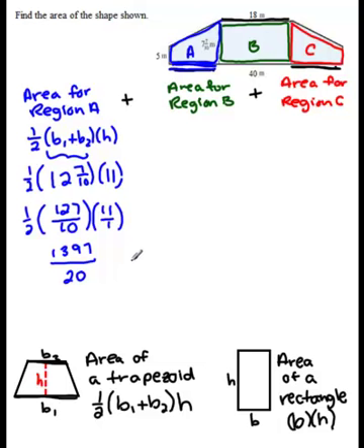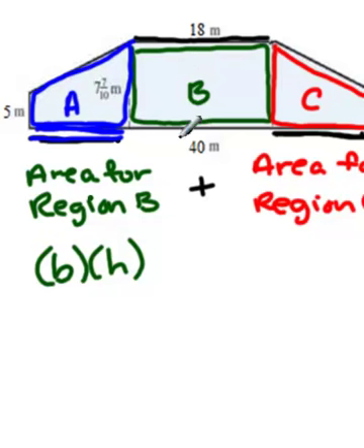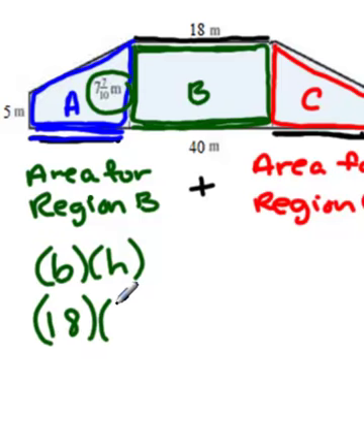To that, I need to add the area for region B. That is a rectangle, so we'll use our formula for the area of a rectangle to calculate this area. The area is base times height, so I need to identify what is the base and what is the height. The base is this distance here, which is the same as this distance here, so that's going to be 18 meters. The height was given here as 7 and 7/10.